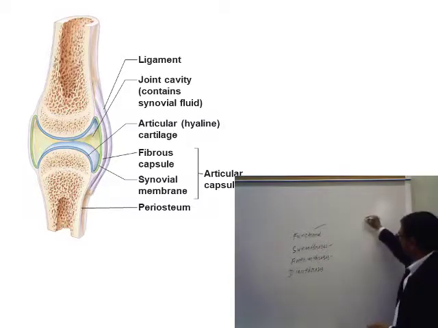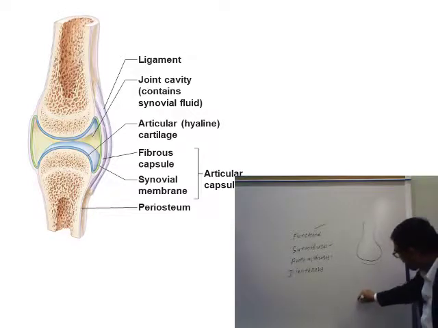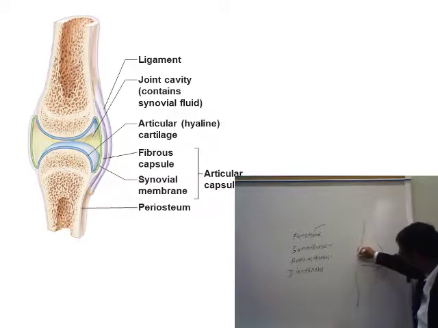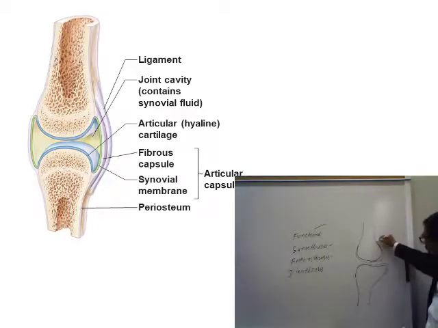So let me quickly draw. Okay, so this is the end of upper bone. This is the end of lower bone. So first thing is, I said that ends are covered by hyaline cartilage, right? So this is the hyaline cartilage that is also called articular cartilage, right? Articular means joint. So joint cartilage, very simple. So the articular cartilage covers the end.